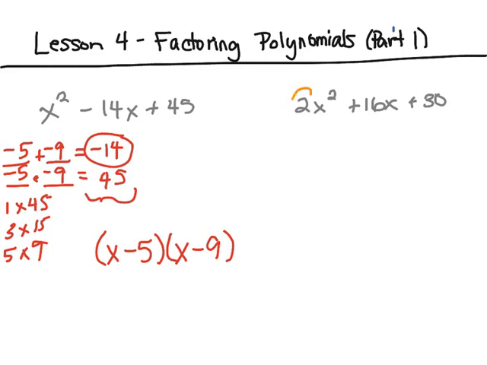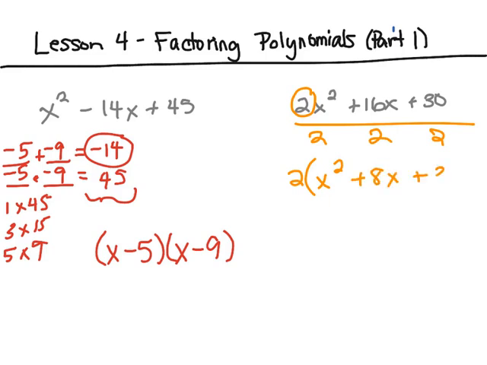This one, a is not 1. So your first step is to see if you can divide out a common factor to make a 1. We can divide everything by 2. But you can't get rid of that 2. Leave the 2 in front. So we have x squared plus 8x plus 30. Now we're going to factor from here. So we have blank plus blank equals 8. Blank times blank equals 30. So we have 1 times 30.